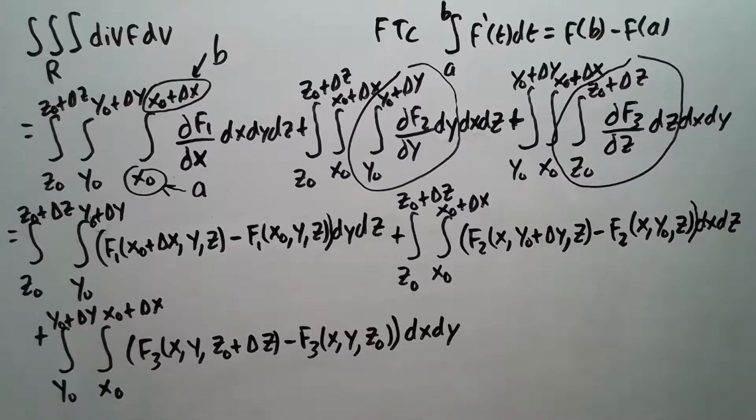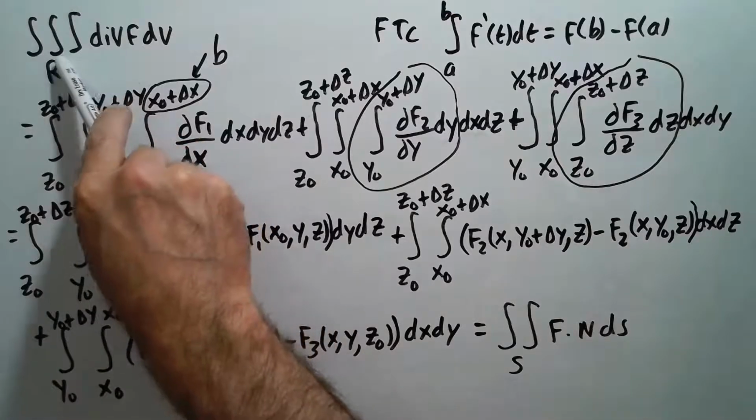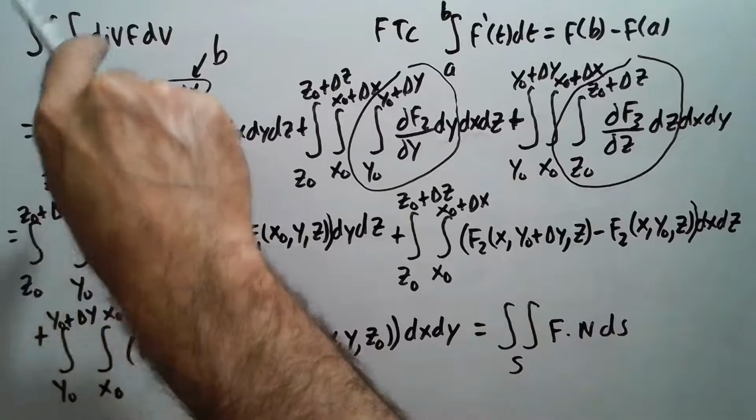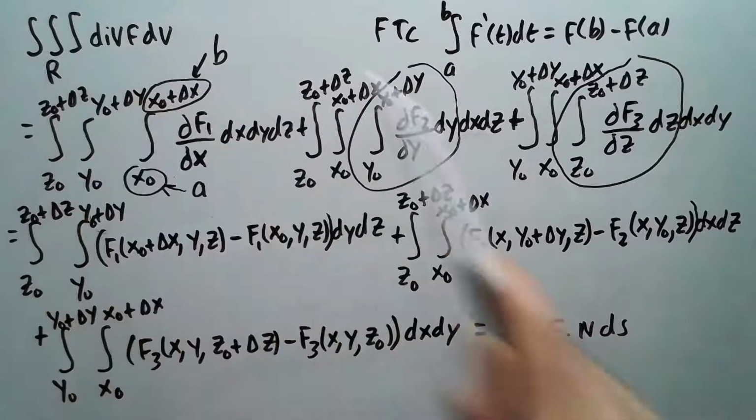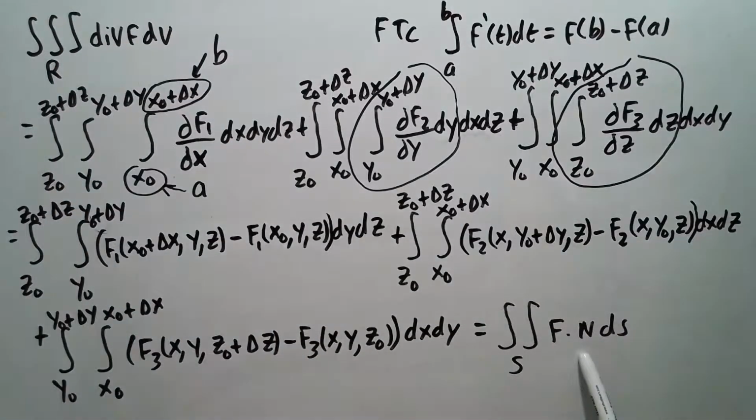So we've shown then, okay, so we've shown this. We're showing that up here, our volume integral of the divergence over a rectangular box equals the surface integral of f over the faces of the rectangular box. So this then verifies the divergence theorem for the rectangular box. So let me just summarize what we've shown here now. Let me erase a few things and we'll summarize what we've shown.